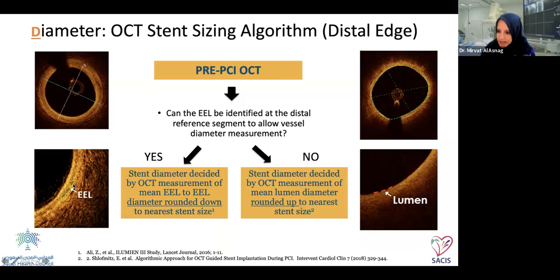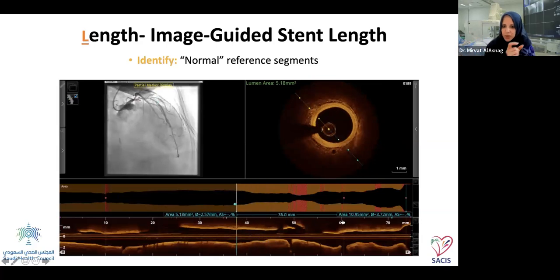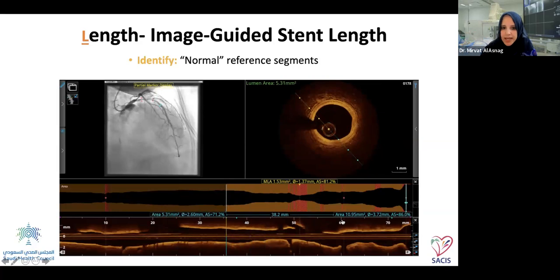I think you've seen this slide, so I'm going to skip it a little bit, but effectively you need to look at the EEL to decide on your sizing for pre-PCI OCT. And if you cannot see it, you're going to go with the lumen and you're going to round up to the nearest stent size. Remember that, because ultimately that's your next step, right? So it's MLD, so morphology, length and diameter. That was diameter, and this is length.